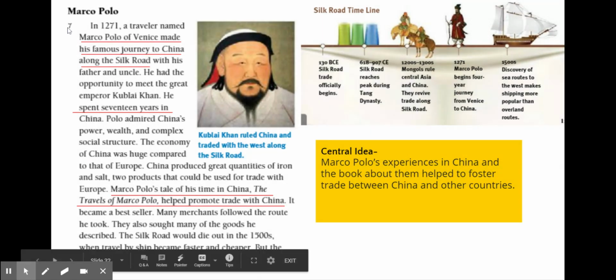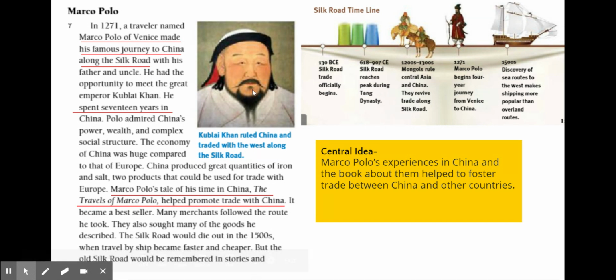Last section here is about a guy we've talked about before, Marco Polo. No, that's not a picture of Marco. He looked a little different than that. This is actually someone called Kublai Khan.